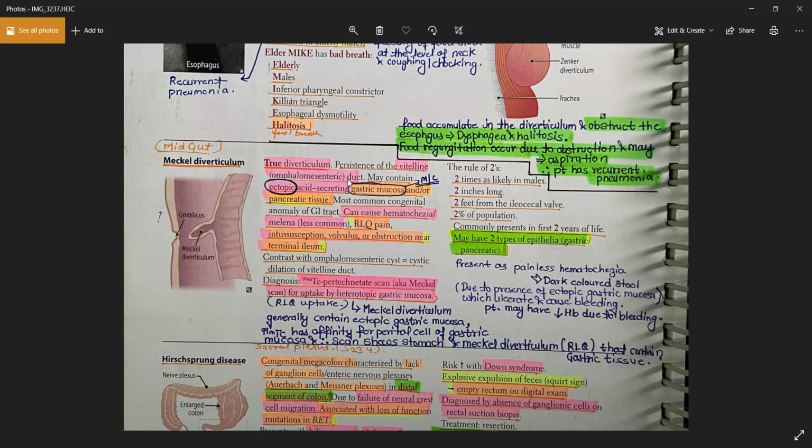What other complications can happen because of persistence of this duct? It could be a vitelline cyst, or a vitelline fistula. Fistula can happen, cyst can happen, and a diverticulum can also happen. So that would be all about Meckel's diverticulum. Any doubt? No, thank you. Just note that it contains all three layers.